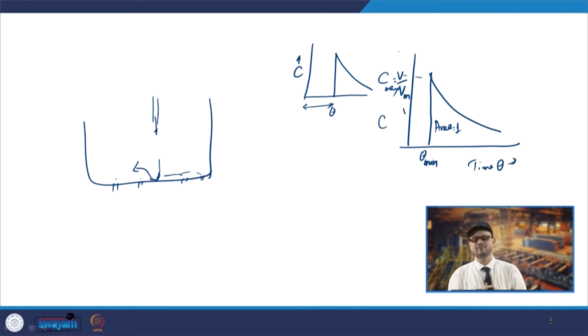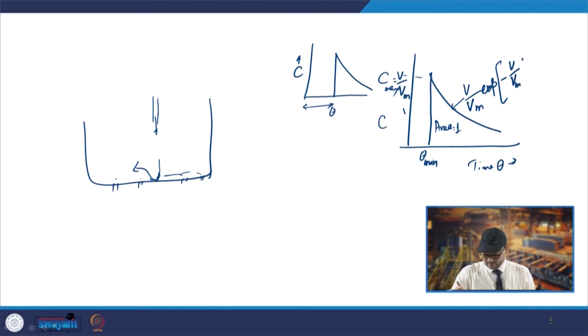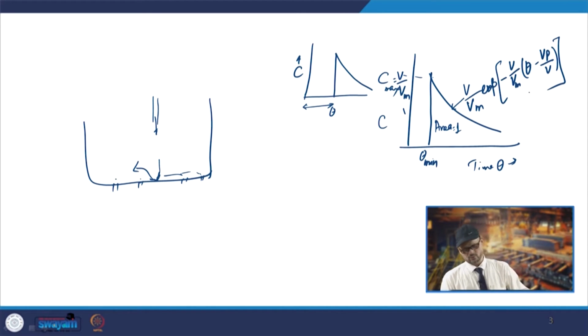So, C max is V by Vm, and this line can be represented by that expression, that is V by Vm exponential of minus V by Vm, and in bracket it will be theta minus Vp by V. So this is how this graph can be represented.